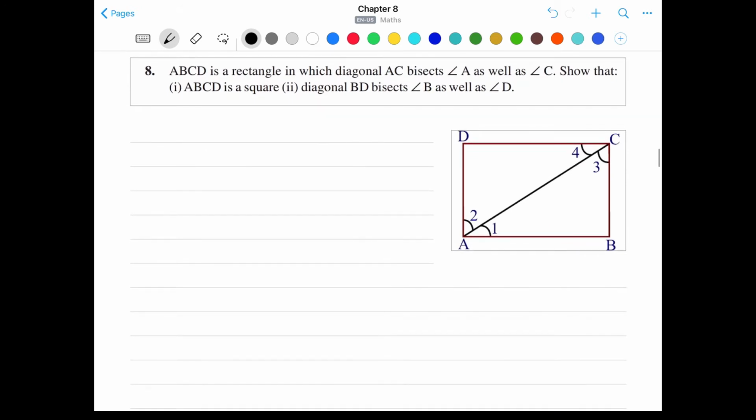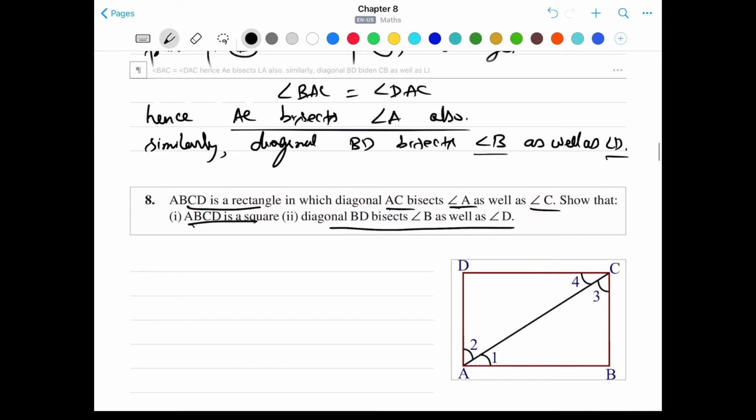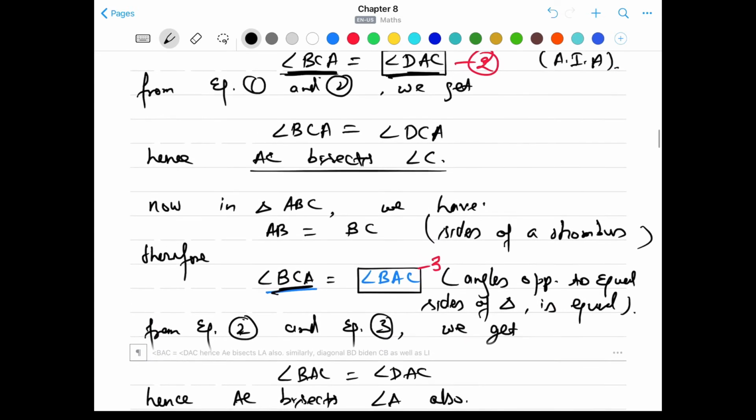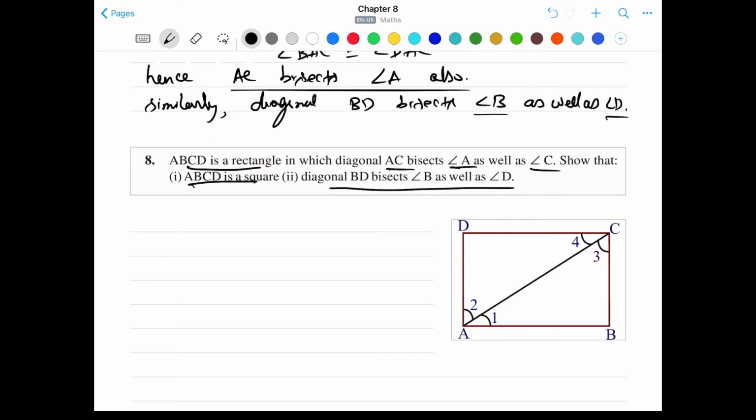Now moving to the next question. Question number 8: ABCD is a rectangle in which diagonal AC bisects angle A as well as angle C. We have to show that ABCD is a square and the diagonal BD bisects angle B and D as well. In all three questions 6, 7 and 8 we are proving that the diagonal of this quadrilateral, whether a square, a rectangle or a parallelogram, is bisecting the angles. AC bisects angle A and angle C, and similarly BD will bisect angle B and angle D.